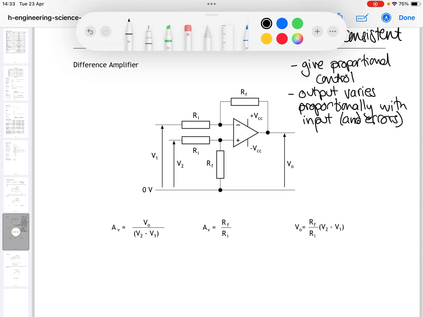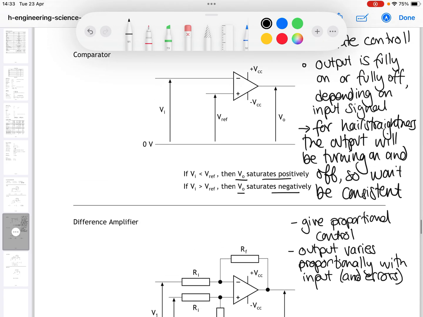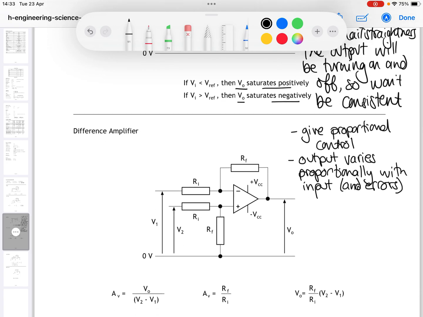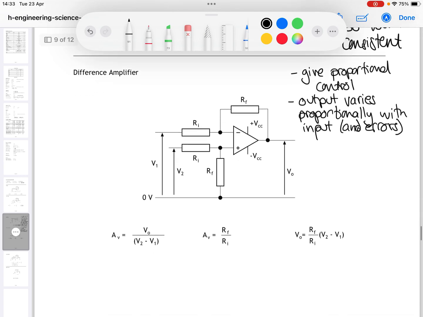The other thing here is that our output signal is going to be quite different from the inconsistency of the comparator. It's going to get closer and closer to what the desired value is. So for our hair straighteners, the temperature is going to be constantly approaching that, and it's going to remain pretty constant once it does at the desired output.